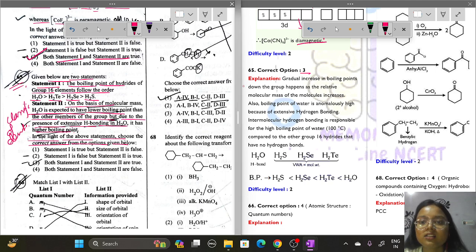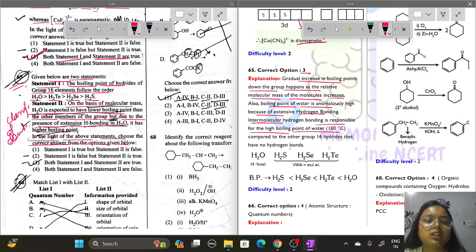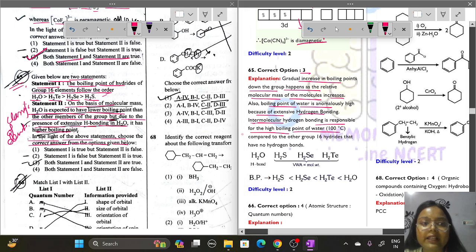Gradual increase in boiling points down the group happens as the relative molecular mass of the molecules increases. Also, the boiling point of water is anomalously high because of extensive hydrogen bonding. Intermolecular hydrogen bonding is responsible for the high boiling point of water. So for the boiling point of hydrides of group 16 elements, this is the order: H2O, then H2S, then H2Se, H2Te.